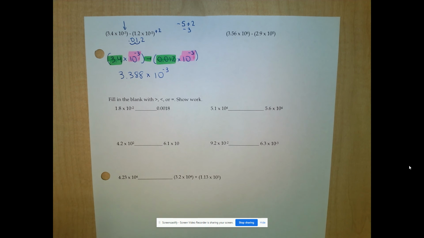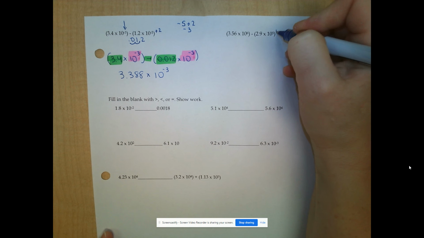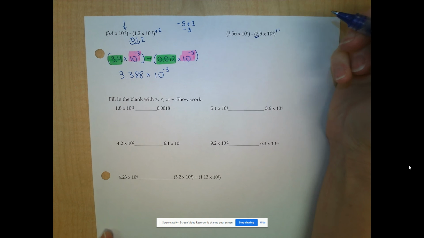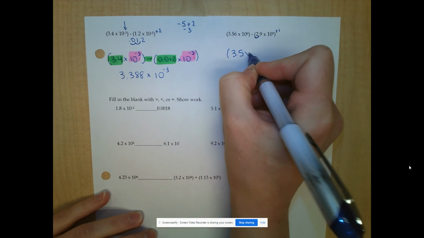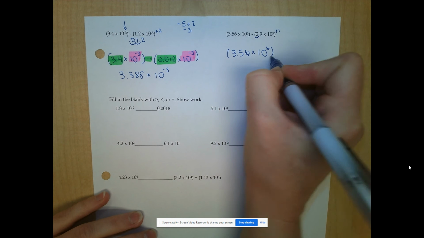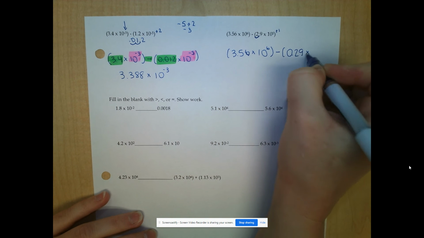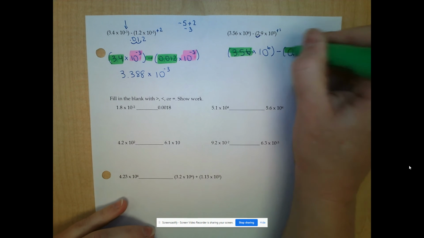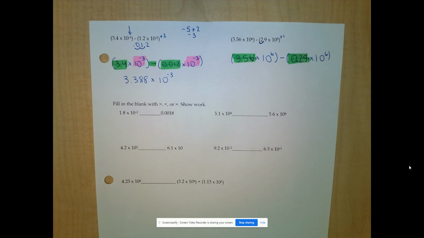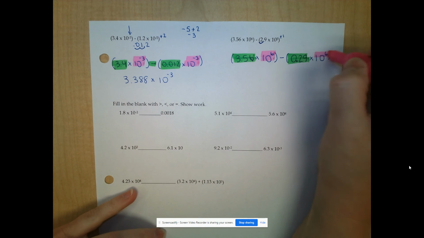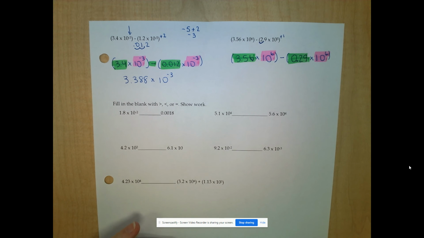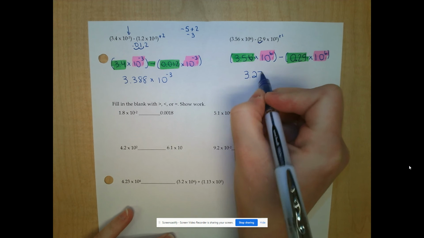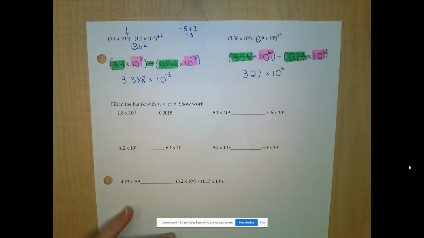Last but not least, 3.56 times 10 to the sixth, take away 2.9 times 10 to the fifth, the higher exponent being the sixth. So I want to make the other one go up by 1 so that they'll have the same, meaning that this one needs to get smaller by a power of 10. 3.56 times 10 to the sixth, take away 0.29, now times 10 to the sixth. It's subtraction, so just double check that you are doing the right operation and that you don't sort of jump to addition just out of habit. They both have 10 to the sixth. So 3.56 take away 0.29, 3.27 times, and you keep your 10 to the sixth.